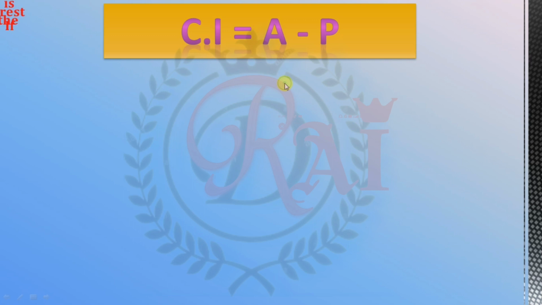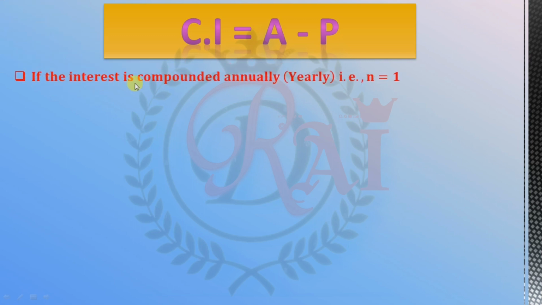But a point to be noted: if the interest is compounded annually or yearly, that is if n is equal to 1, then for the amount we are going to use this formula: A is equal to P (1 plus R divided by 100) raised to the power n.